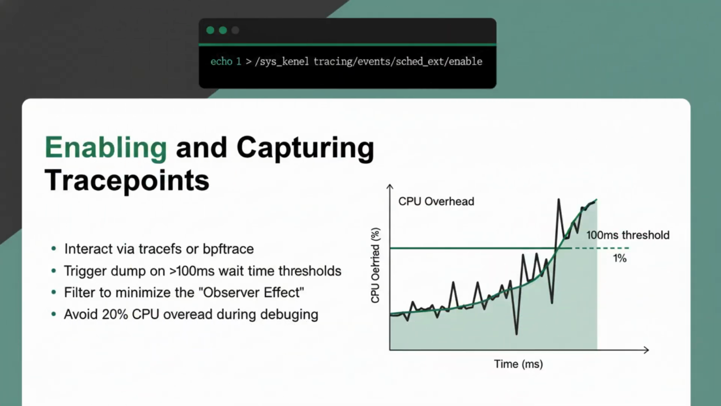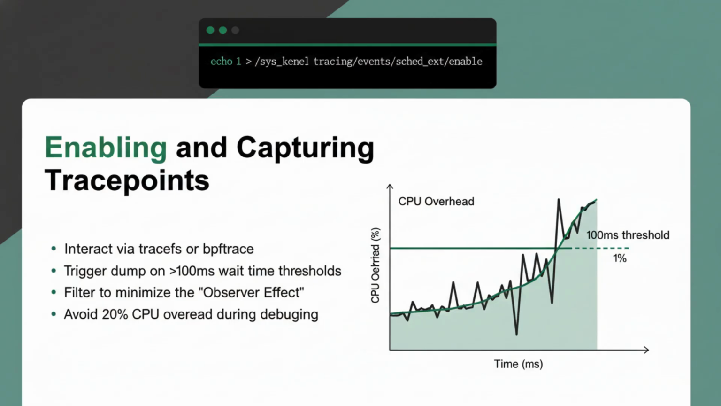To use the SCHEDX dump tracepoint, you must be comfortable with the Linux tracing subsystem. Generally, this involves interacting with the tracefs file system, or using front-end tools like bpftrace or trace-cmd. To enable the dump, you navigate to the events directory and write 1 to the enable file for sched_ext/sched_ext_dump. However, because the data volume can be massive, often several megabytes per dump, you must use filters. For example, you might only trigger a dump when a task's wait time exceeds 100 milliseconds. This surgical approach prevents the tracing system from overwhelming the very CPUs you are trying to monitor.